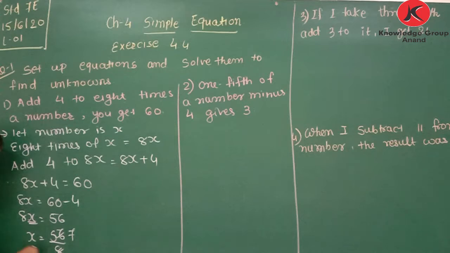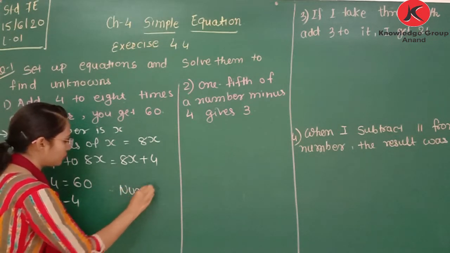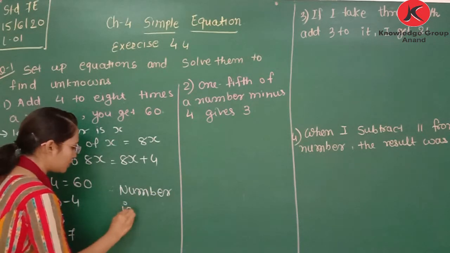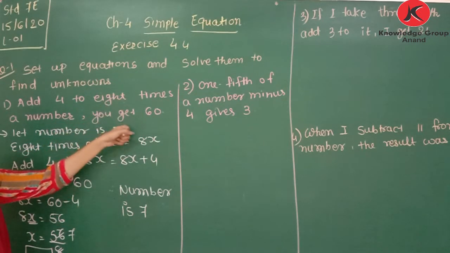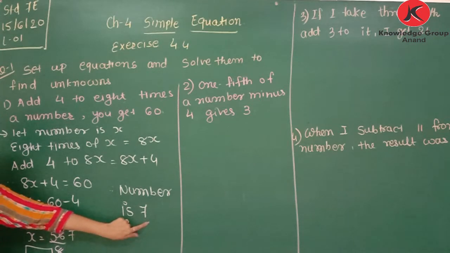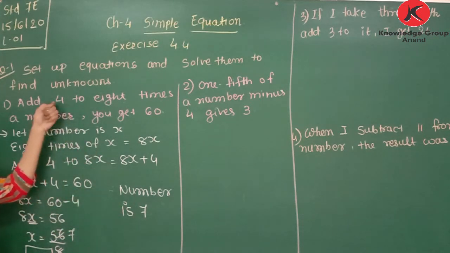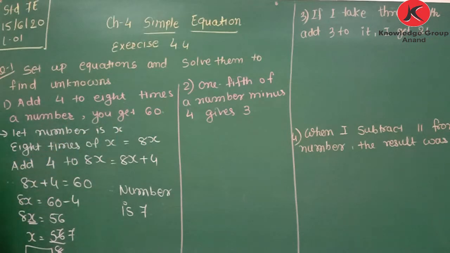8 sevens are 56, so x is equal to 7. It means number is 7. If you want to check your answer that your answer is correct or not, you need to follow the statement, that is 8 times 7. 8 sevens are 56 plus 4. Sum of 56 plus 4, you will get 60. So your answer is correct.